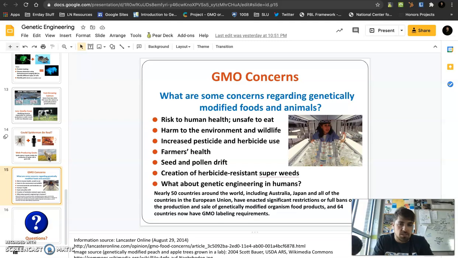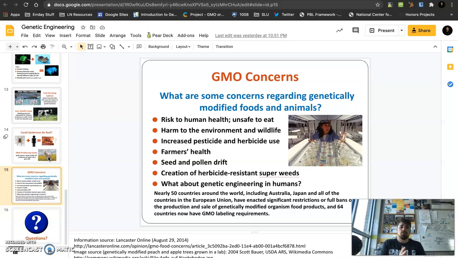When we consider GMOs, we have to consider, what's the risk to human health? Are they unsafe? Specifically with the crops, are they unsafe to eat? Okay, we also have to consider harm to the environment and wildlife. One example I gave in class was growing trees taller and faster, right? If we grow that tree, it can still reproduce and give its seed to another tree. And then you end up having these massive, fast-growing trees in neighborhoods and inevitably getting too tall, possibly falling down or just overcoming a particular area that it shouldn't.